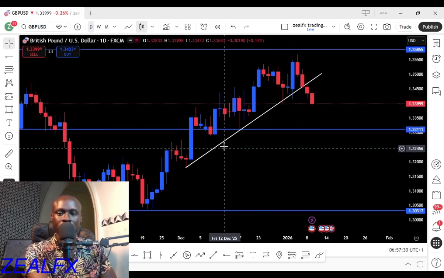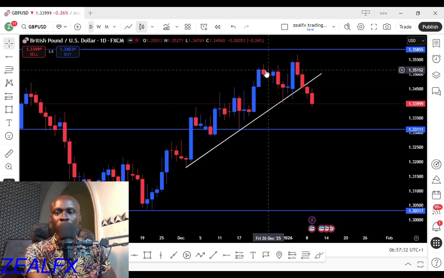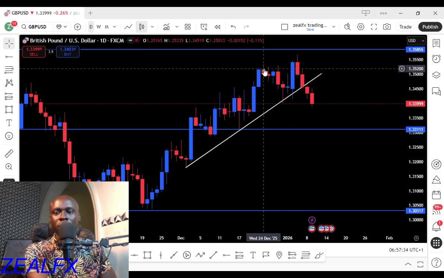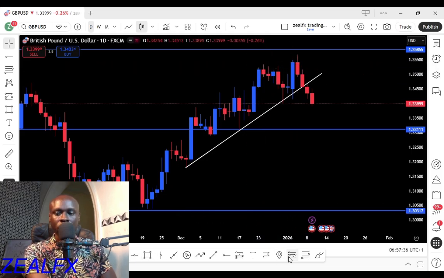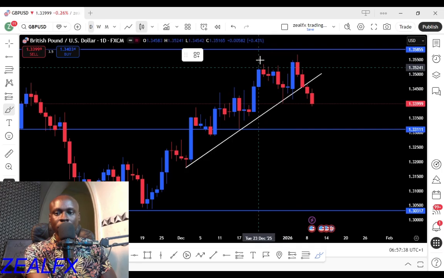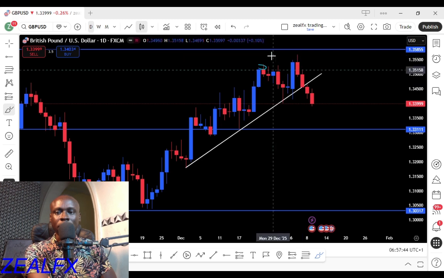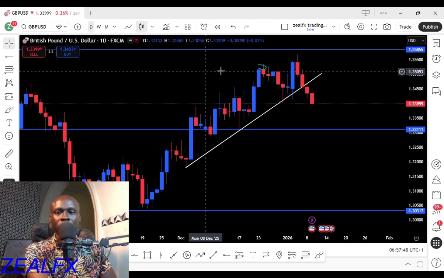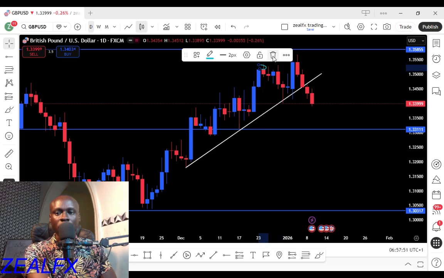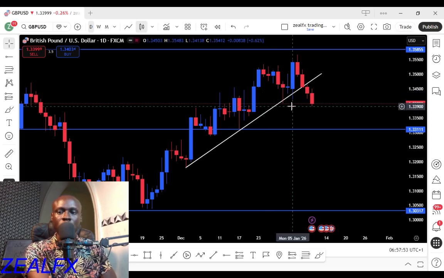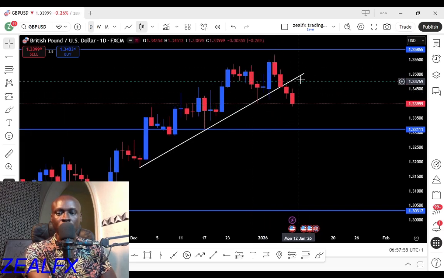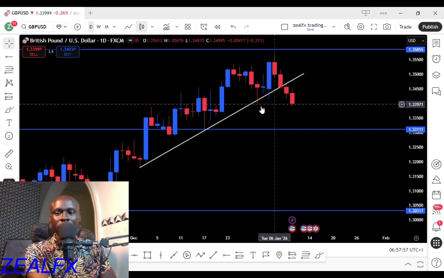also for the Pound USD. And also if you check, we also have a double top here. This double top indicates possible reversal also for the Pound USD to the downside. So once you see price creating a double top, it indicates a reversal for the Pound USD. Price also closed below our trend line, which also indicates a reversal.